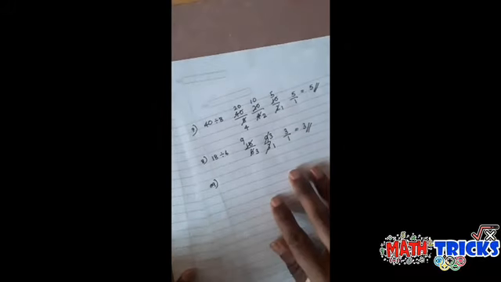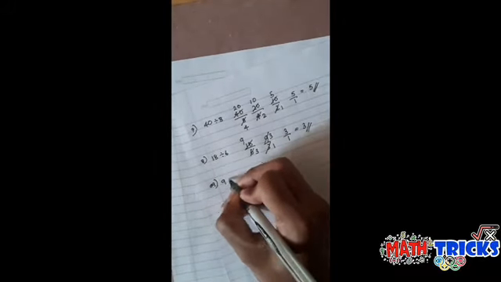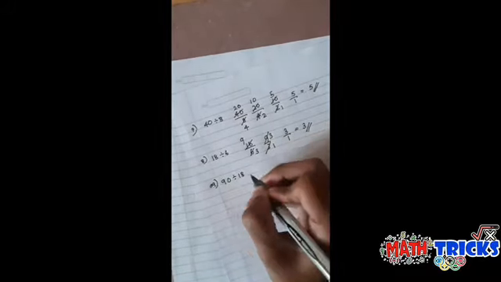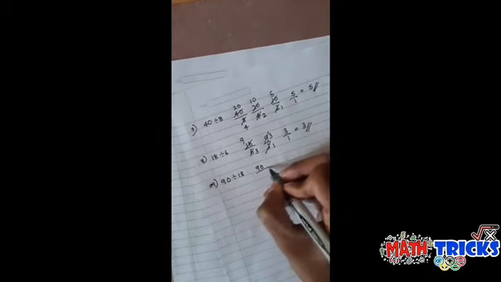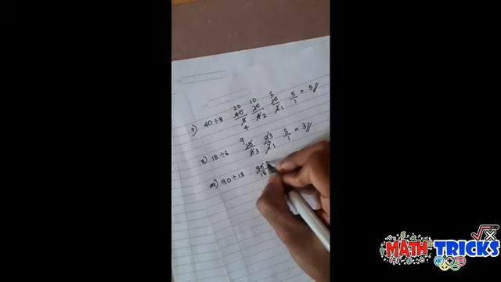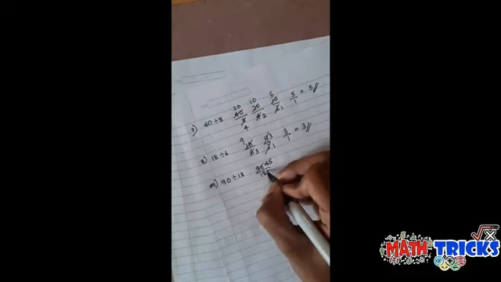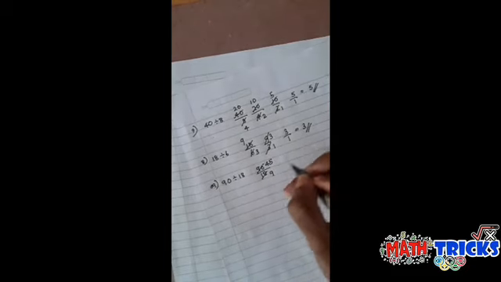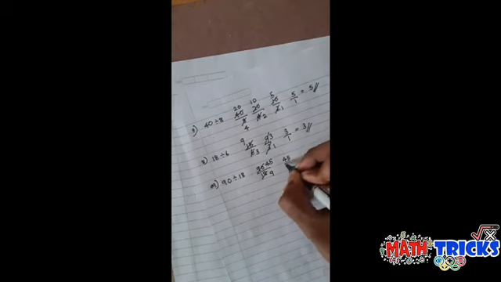Number 9. 90 divided by 18. Write it like this. Then divide by 2. 90 divided by 2 is 45. 18 divided by 2 is 9. 45 over 9.